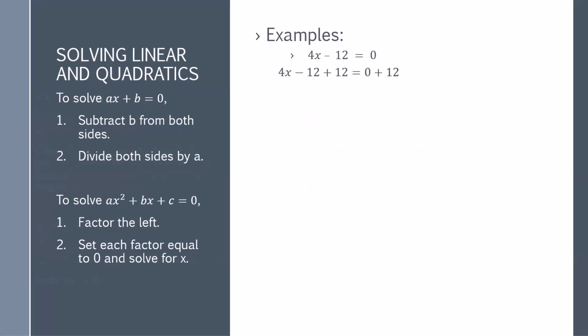So for example, 4x minus 12 equals 0. We're going to add 12 to both sides. On the left, negative 12 plus 12 sums to 0. 0 plus 12 on the right adds to 12. So we end up with 4x equals 12. We can divide both sides by 4 here and get x is equal to 3.